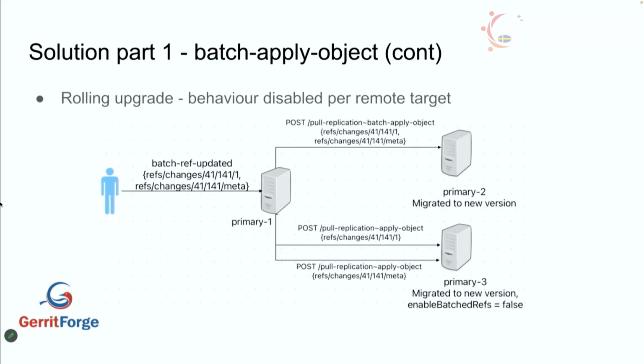If for some reason you forgot to set the flag for one of the nodes, or you don't want to run batching on that node, it's still not a problem. For the nodes that have batching enabled, calls are going to be to the batch apply object endpoint. For the other ones, it's going to be to the old apply object. So basically, the bottom line here is that both can happily coexist together.